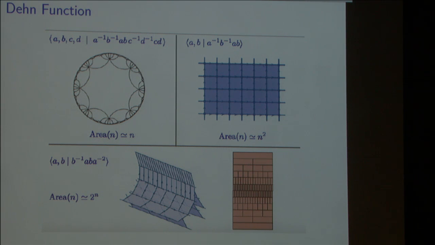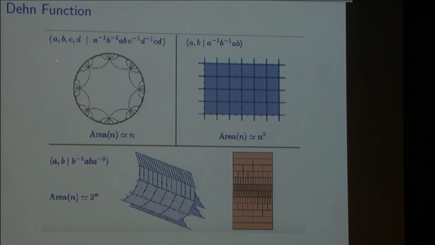Now let's look at the examples again. Suppose we have an abelian group given by two generators. So the area is asymptotically equivalent to n squared, right? It's like in Euclidean space. We know that the area in Euclidean space is the square of the perimeter, so this is what we can expect. And in any abelian group, the area is equivalent to n squared.